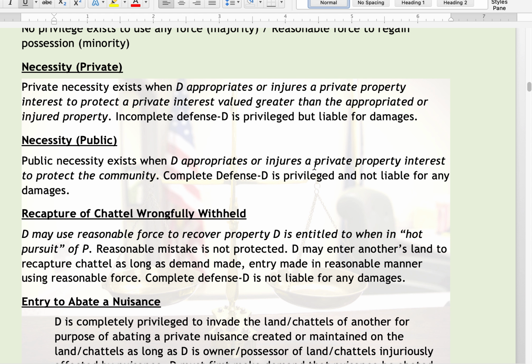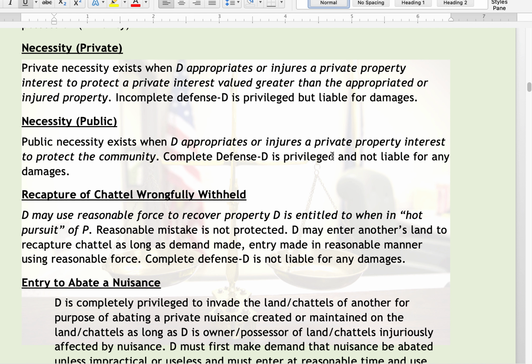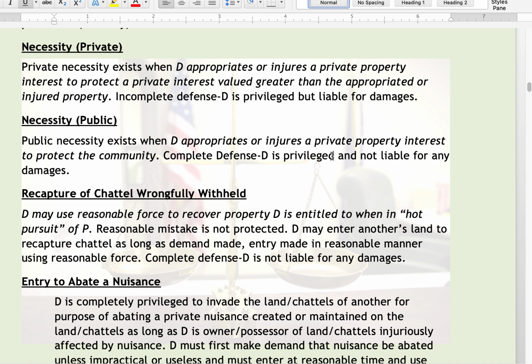Necessity, private. Private necessity exists where the defendant appropriates or injures a private party's interest to protect a private interest valued greater than the appropriated or injured property. Incomplete defense. Defendant is privileged but liable for damages.